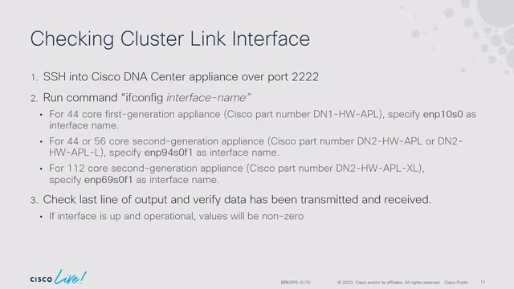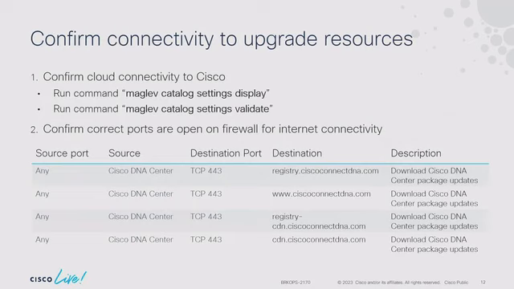So you need to check the cluster link interface. Is it up or down? How to check it? You have the command here. You need to select your DNA Center model, the hardware, and based on this, you need to check whether there are numbers other than zeros or not. Okay, what else? You need to confirm the connectivity. That is something Jack didn't do. So you need to confirm that the DNA Center has connectivity to the internet, right?